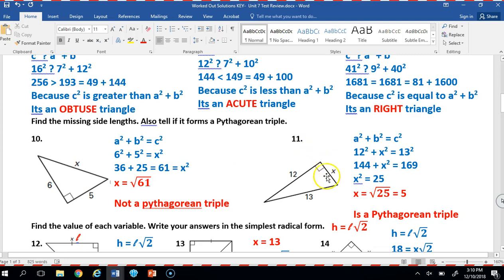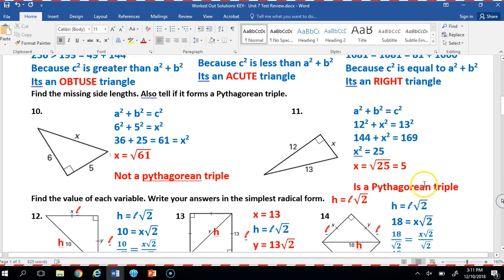Number 11 here, again, first thing we got to do is figure out what is the hypotenuse, and 13 is our hypotenuse here. So we're going to do 12 squared plus x squared, set that equal to our 13 squared. Work through this problem. We get 144 here for 12 squared. We're going to subtract that from 169. That gets us 25, and the square root of 25 is 5. This one is a Pythagorean triple, again, because we have 12, 13, and 5 as our sides, and those are all three whole numbers.